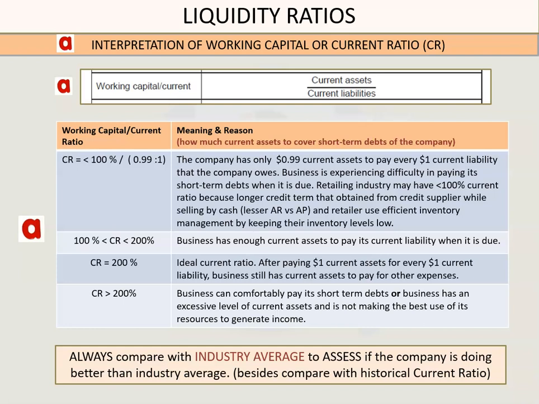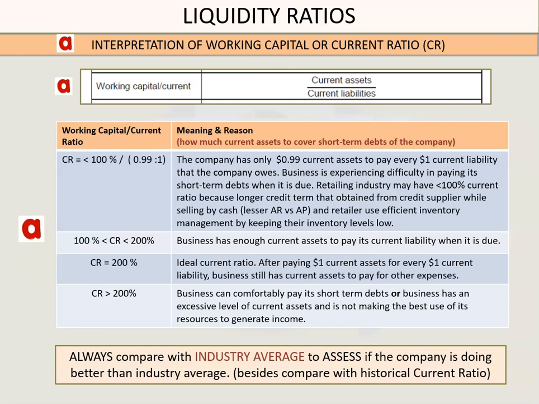But for the retailing industry, they may have less than 100% current ratio because they may be able to attain longer credit terms from credit suppliers while they sell by cash, which means that your accounts receivable will be lesser compared to your accounts payable. And retailers also usually have efficient inventory management because they keep their inventory levels low.